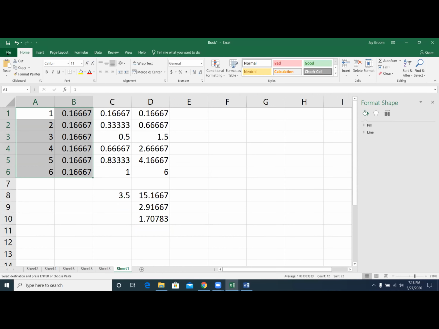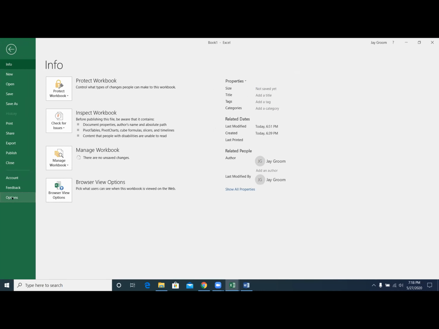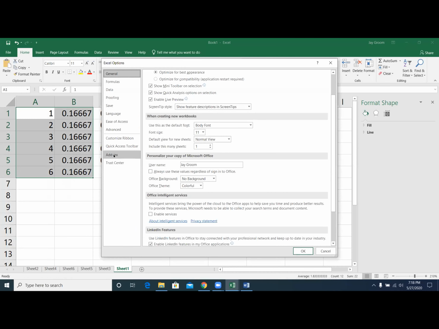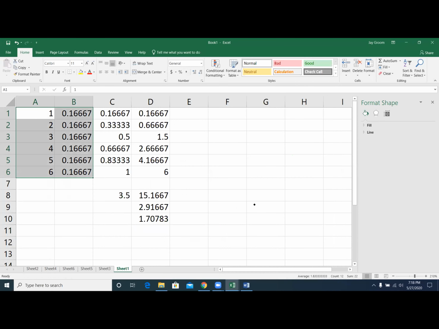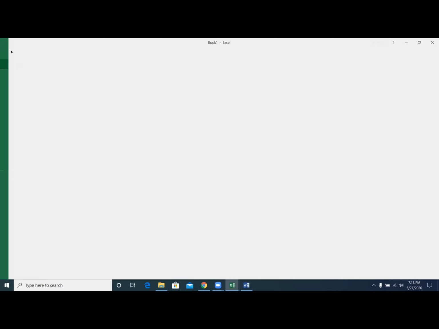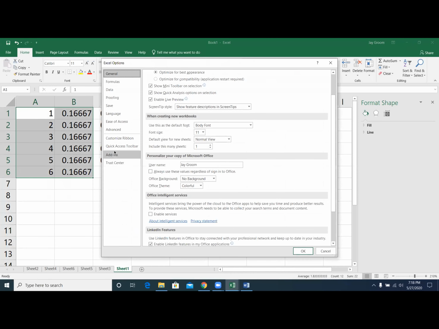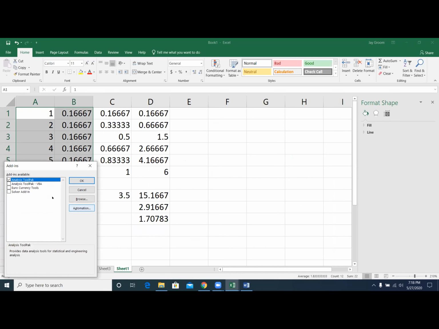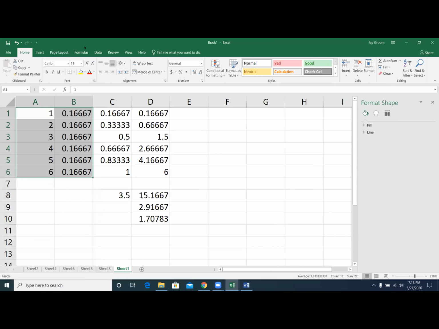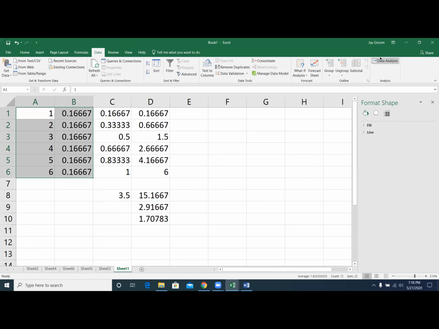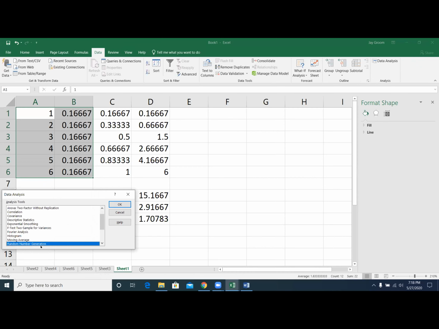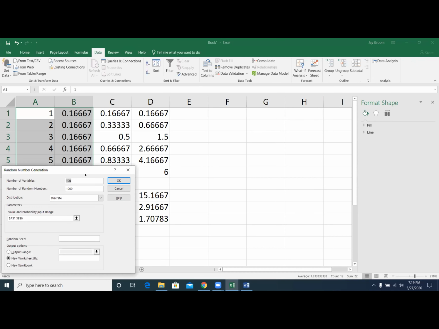To add this in, you want to go to File, Options, Add-ins, Go. It's this top one that you want to turn on. Then under Data, it'll show up over here. So Data Analysis, Random Number Generator. Then what I want you to do is just do, say, 1 and 100. Like so. Go.